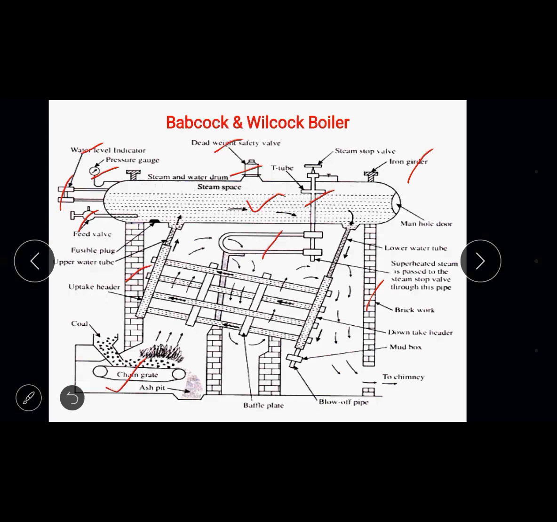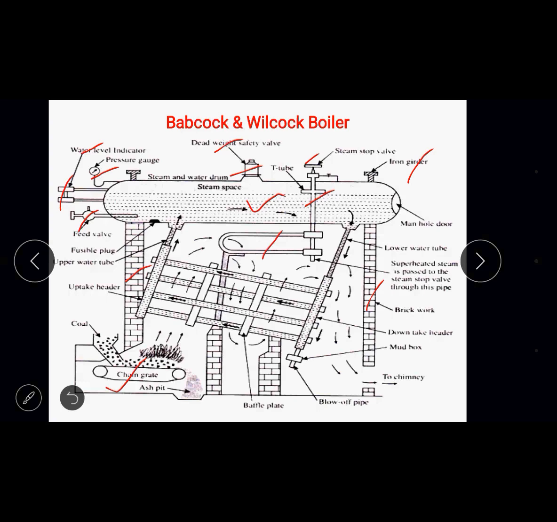From this T-tube, the dry saturated steam produced in the boiler will be made to pass, and the T-tube is connected to the superheater. When this dry saturated steam passes from the T-tube and reaches the superheater, the superheater will heat the dry saturated steam and convert it into superheated steam. After producing superheated steam, you can see this steam stop valve. The steam stop valve is connected to the superheater. From the steam stop valve, via the superheater, the superheated steam is removed from the boiler drum and supplied to the steam turbine to produce electrical power.